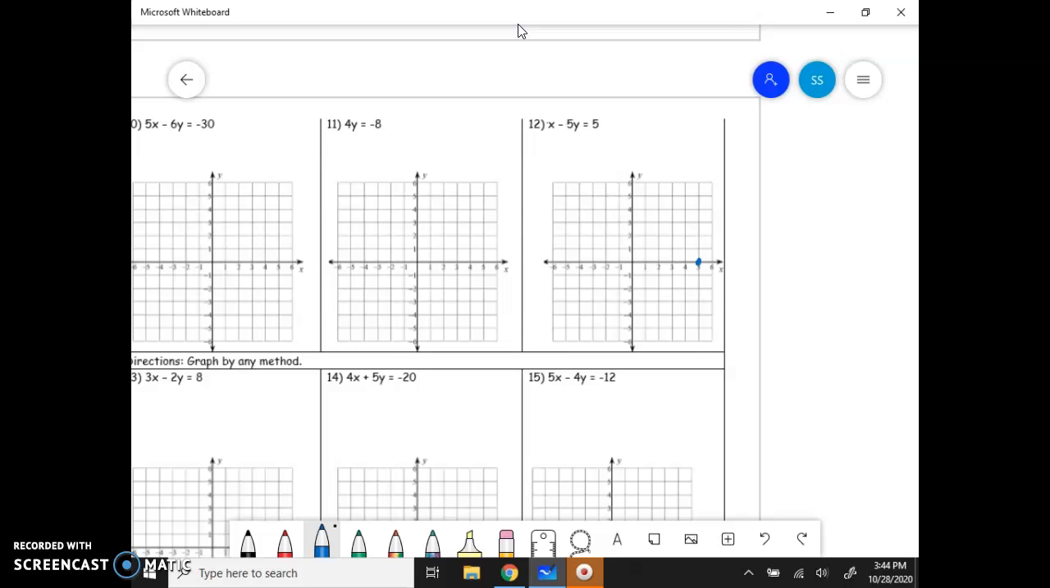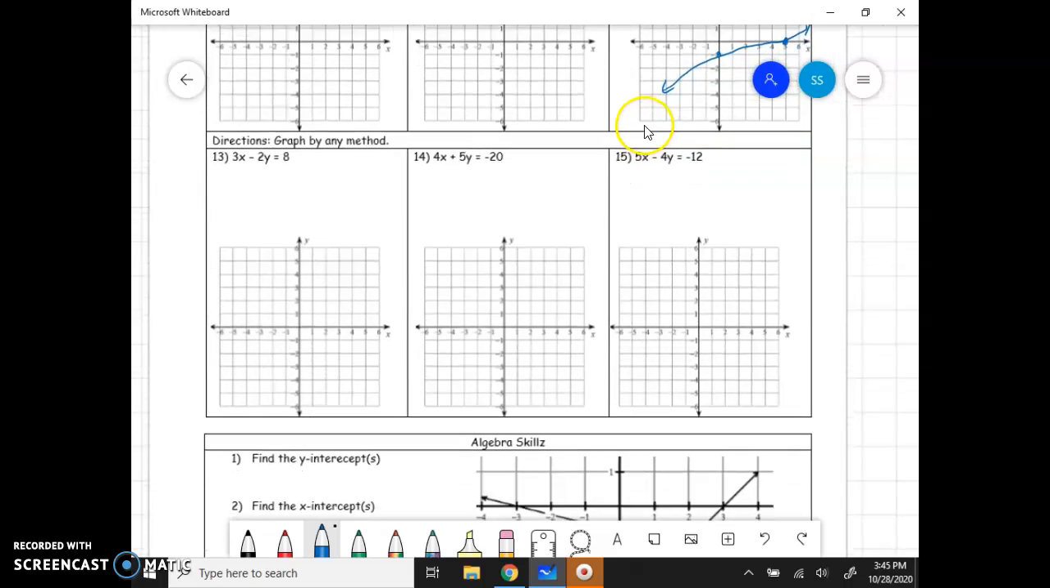Now plug in 0 for x, and just solve this equation. -5y is equal to 5, so just divide by -5 on both sides, and I'm left with 1y is equal to -1. And there we go. Connect those 2 points with a line, and you're good.